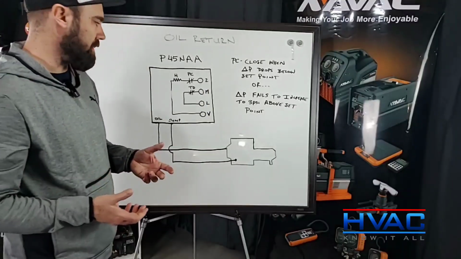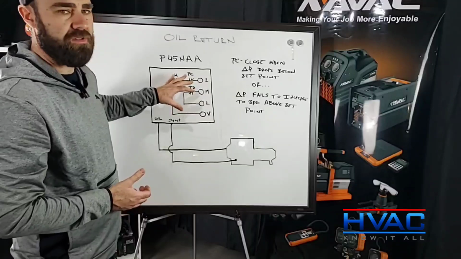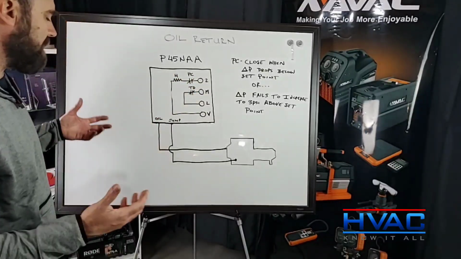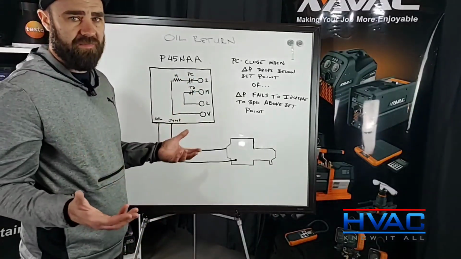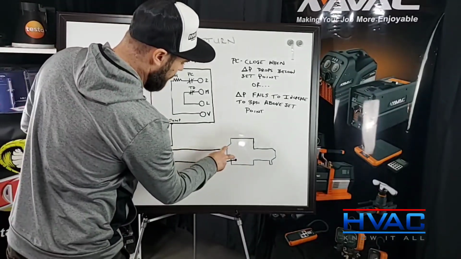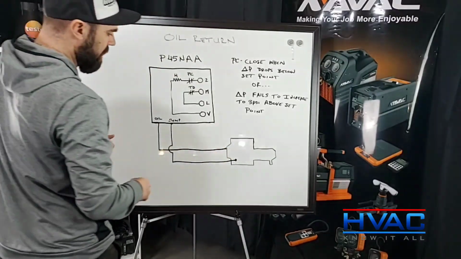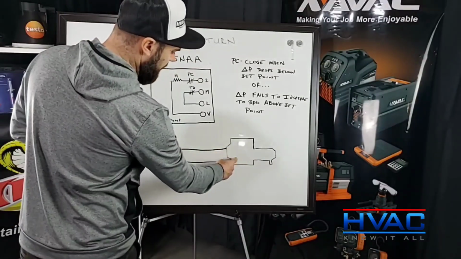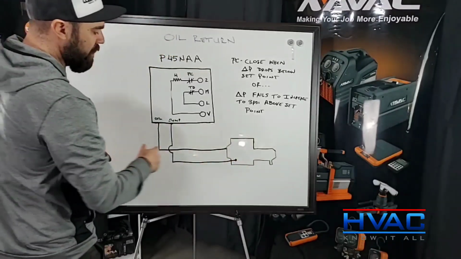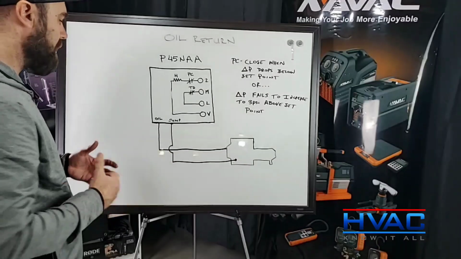So the way this works is, let's say we have a predetermined set point in here. Let's say that set point is 5 psi. Basically what we want to see is 5 psi difference between these 2 points, just for an example. All right, so if this was 55 psi here, we would want to see 60 psi here to give us that 5 psi differential.